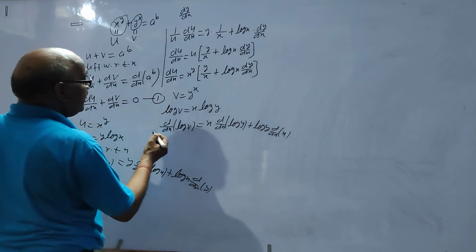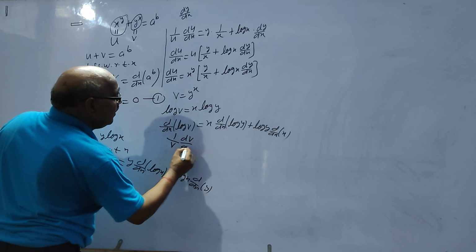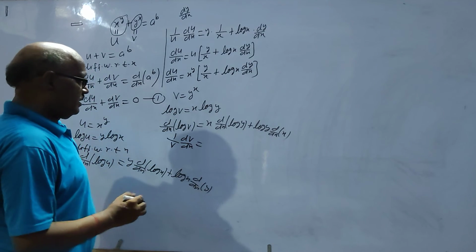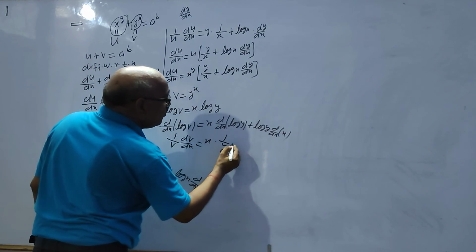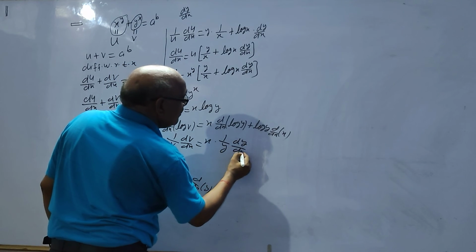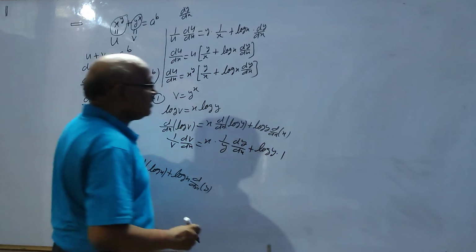Now this is what, log v का डिफरेंशिएशन क्या होगा? That is 1 upon v times dv over dx. Now this is x, log y का क्या होगा? That is 1 upon y, y का क्या हो जाएगा? That is dy over dx, and this is log of y, और x का कितना हो जाएगा?